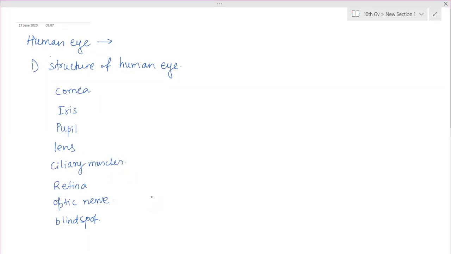So first, the outermost white bulged part is called the cornea. Most of the refraction takes place through the cornea. The important part to remember here is that most refraction, that is the most amount of bending of light, takes place through the cornea.